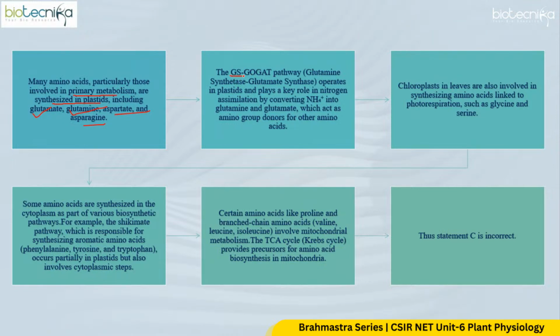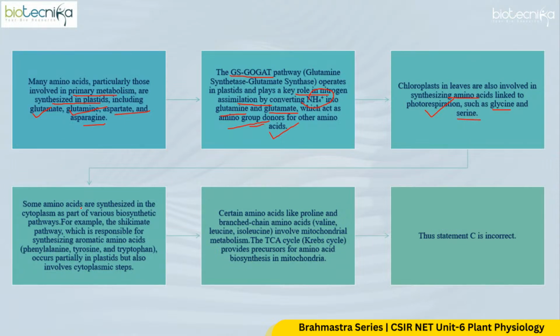We also call it the GS-GOGAT pathway. So what is their role? They play a key role in nitrogen assimilation by converting these ammonium ions into glutamine and glutamate, which act as amino group donors for the production of other amino acids. Then chloroplasts in leaves are also involved in synthesizing amino acids linked to photorespiration. So it could be glycine, serine, right?